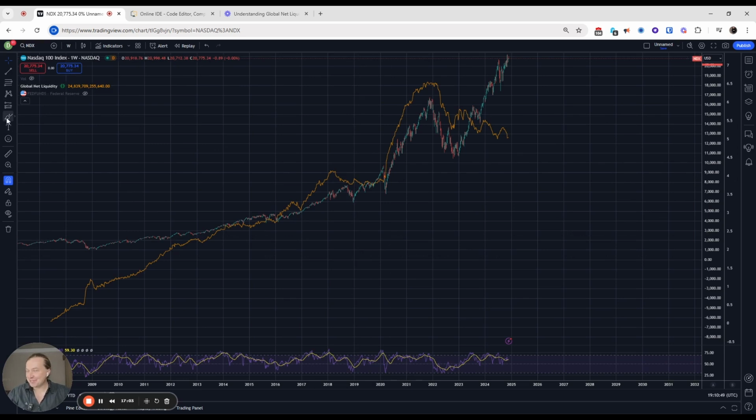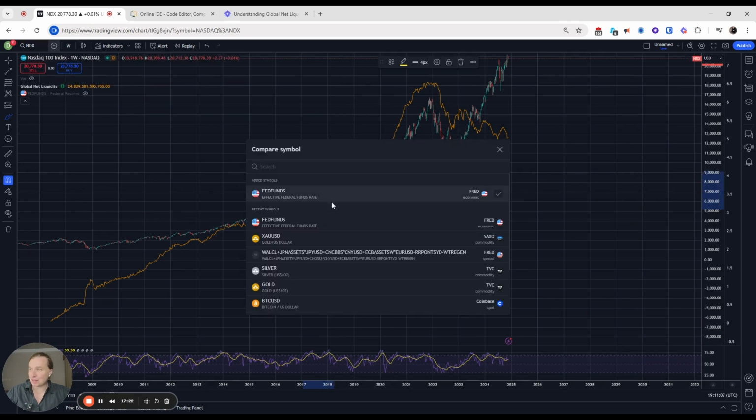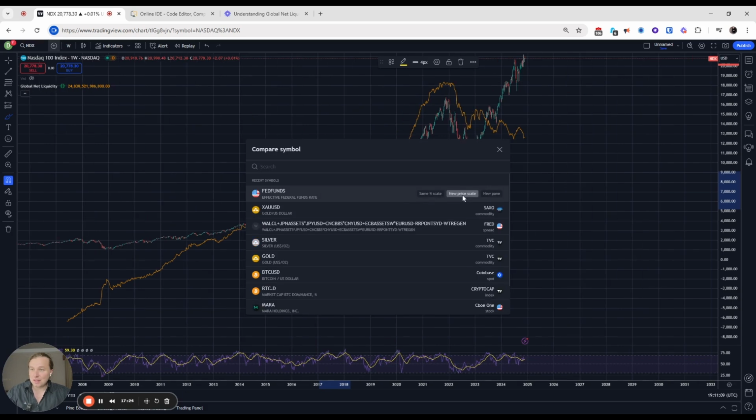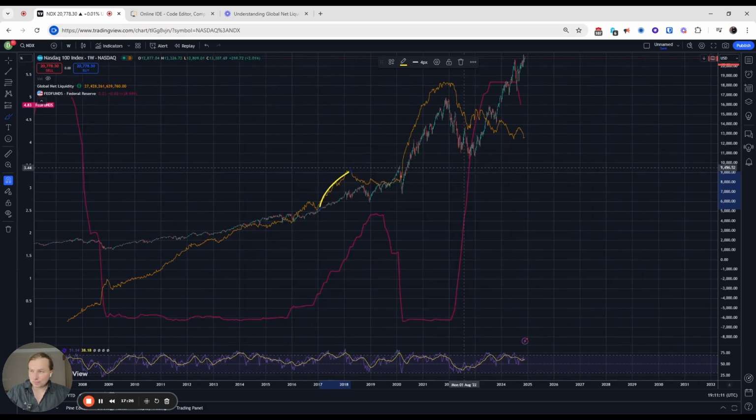But anyway, pretty much what I'm getting at is that as they start to print money, that money starts to find its way into risk assets. And obviously you start to see bubbles, and then they start to taper that liquidity off by increasing interest rates. So what you can do is overlay the Fed's funds rate.